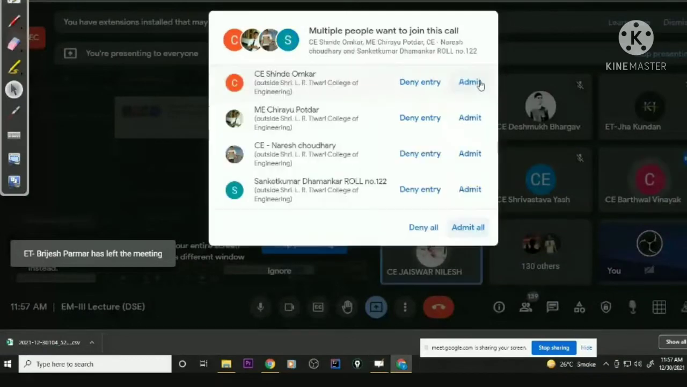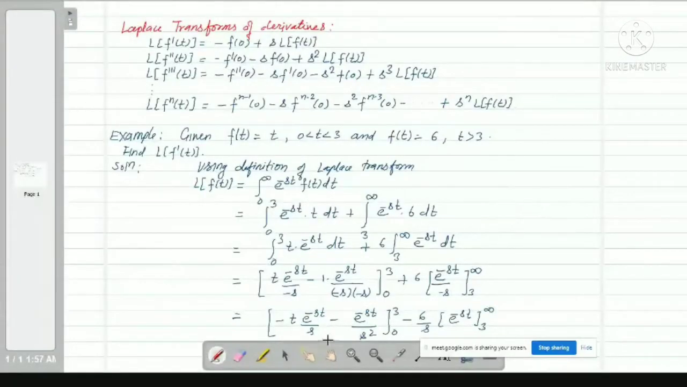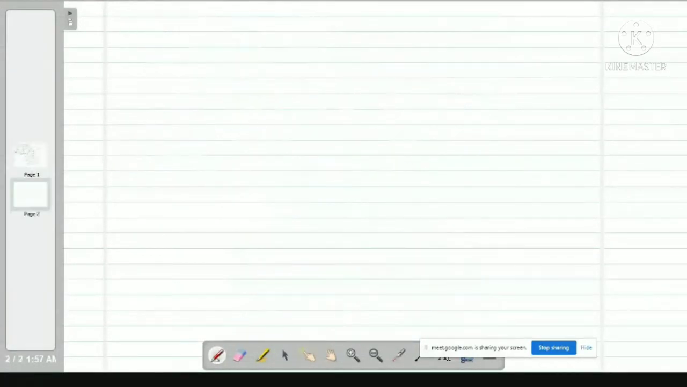Yes sir. Yes, let's go. So now we will copy the last step in the next page. So let us move to the next page.